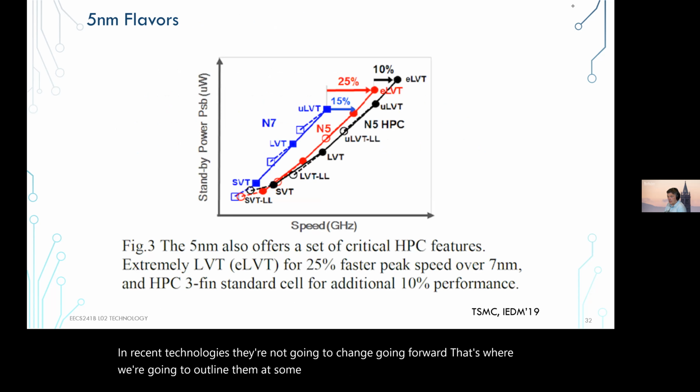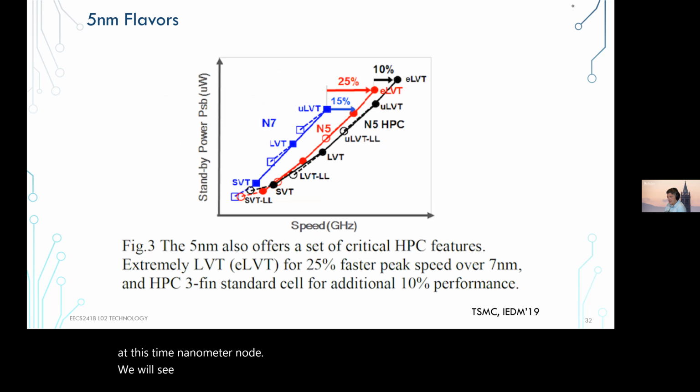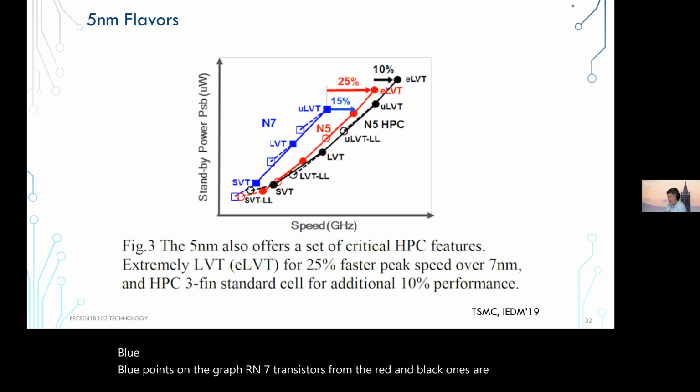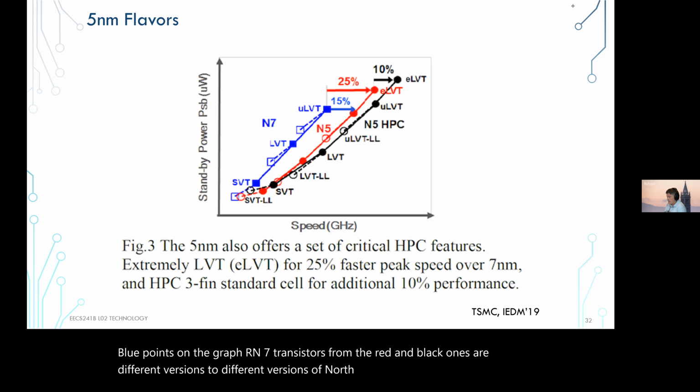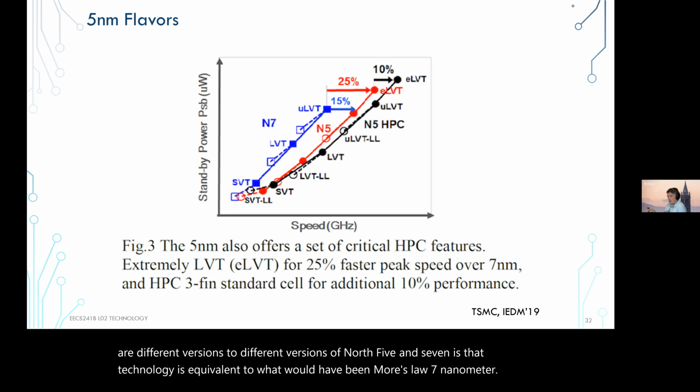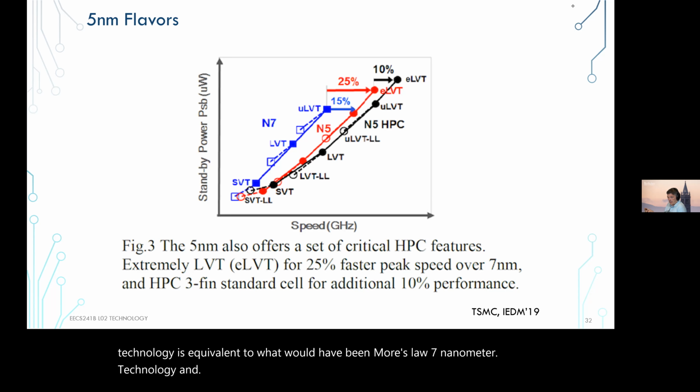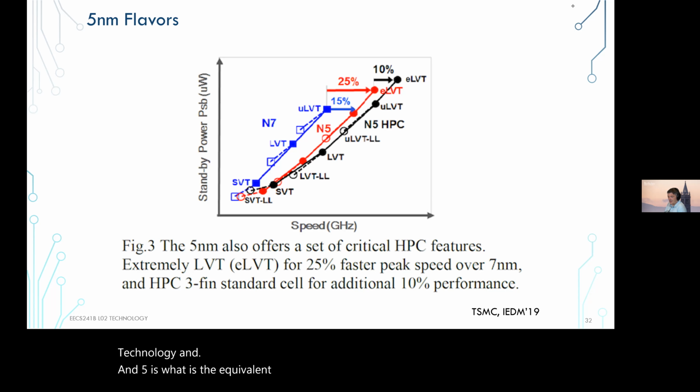Going forward, when we are looking at this 5 nanometer node, you will see this soup of different transistor flavors. The blue points on the graph are N7 transistors from TSMC. The red and black ones are 2 different versions of N5. N7 is the technology that is equivalent to what would have been Moore's Law 7 nanometer technology. And N5 is the equivalent of a Moore's Law 5 nanometer technology.